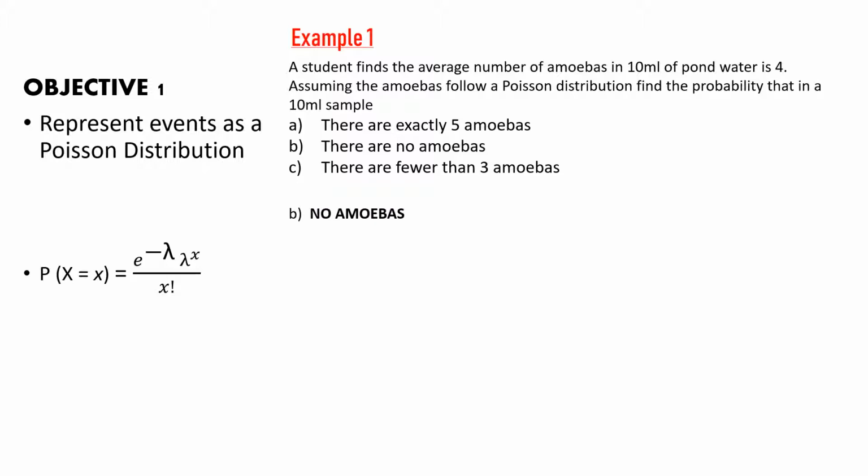In this case, we're going to look for no amoebas, part B. Lambda is still equal to 4, and the time frame hasn't changed. x in this case is 0, because there are no amoebas we're looking for. Again, we just replace those values in the formula, so the probability is e to the minus 4, because that's the lambda, times 4 to the power of 0 divided by 0 factorial. That gives me 0.0183, and again you can check that.